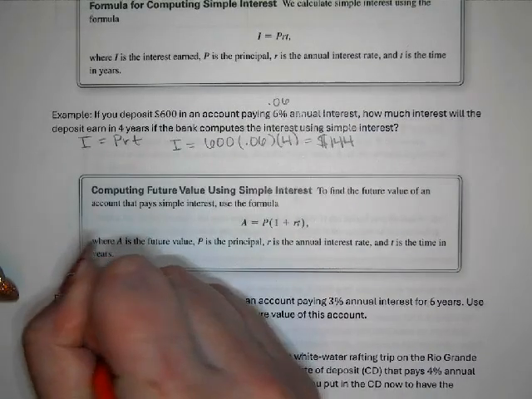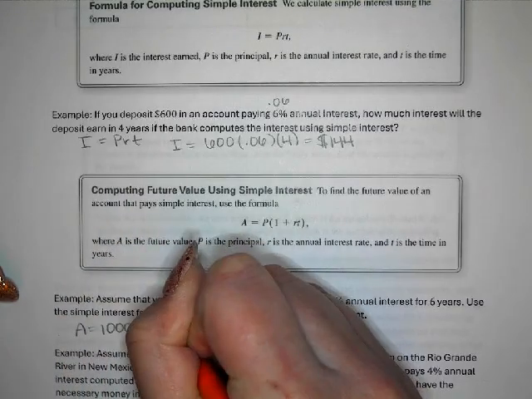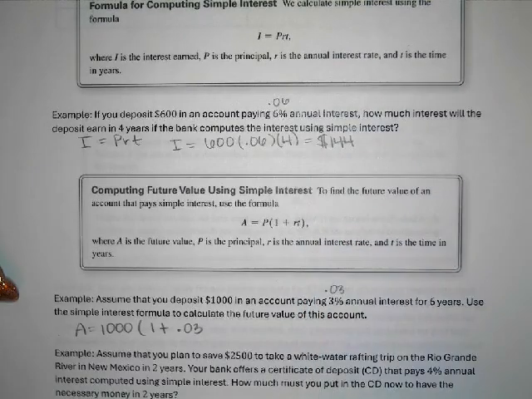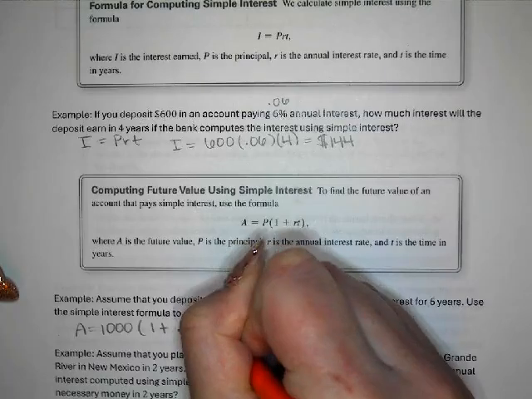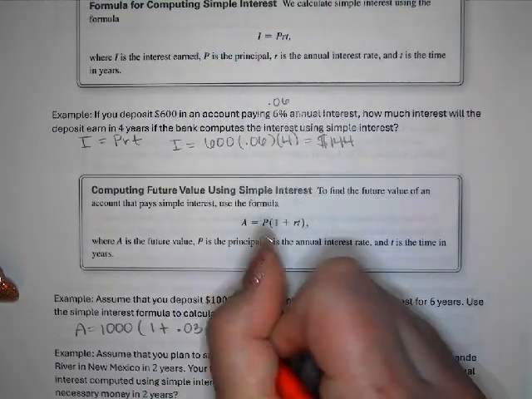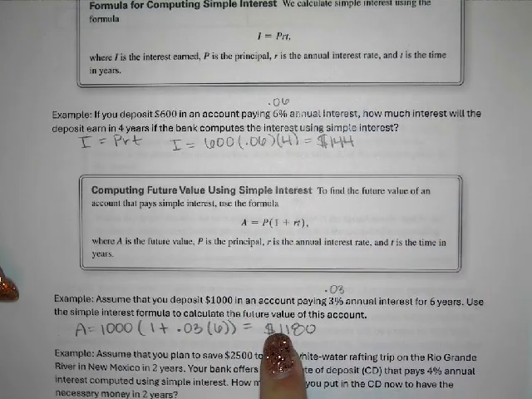So A equals the principal, 1,000, times 1 plus the rate, 0.03, so 3% is 0.03, multiplied by the time, 6 years. And so I've got 1,000 times 1 plus 0.03 times 6. And so that would be $1,180 in the account. So $1,000, that's the principal amount in the account. $180 is the interest that was earned.